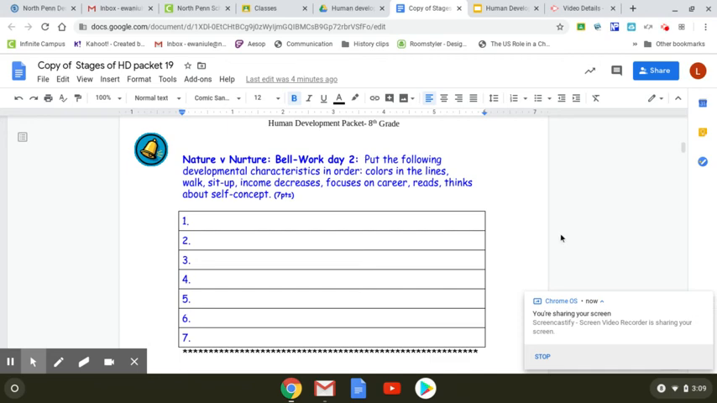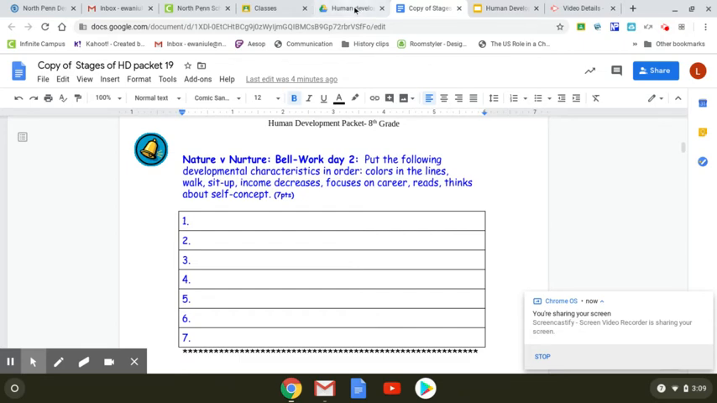Okay, today we are going to be doing the second day of human development. Your bell work that we would usually do is to put the following developmental characteristics in order: color in the lines, walk, sit up, income decreases, focus on career, reads, thinks about self concept. So think about what we talked about yesterday with the stages of development starting from infant until older adult.